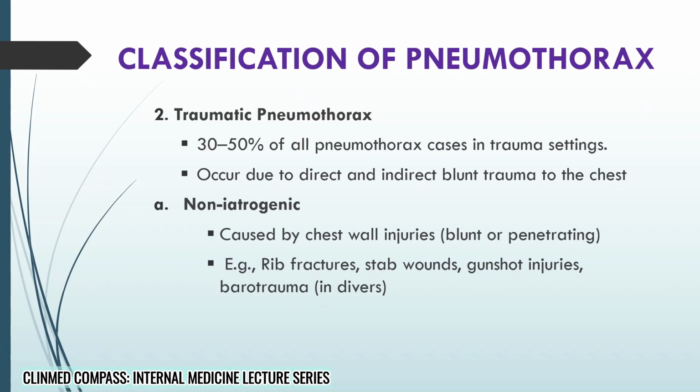Two is the traumatic pneumothorax. Trauma accounts for 30 to 50% of pneumothorax cases in trauma settings. Traumatic pneumothorax could be non-iatrogenic or iatrogenic. The non-iatrogenic type may result from blunt or penetrating chest injuries, things like rib fractures, stab wounds, gunshot injuries, or even barotrauma in divers.